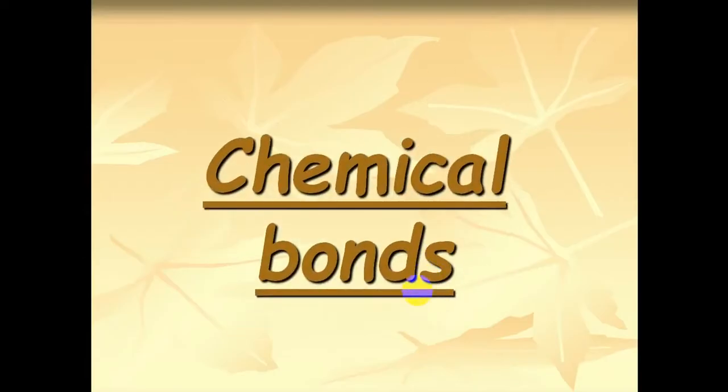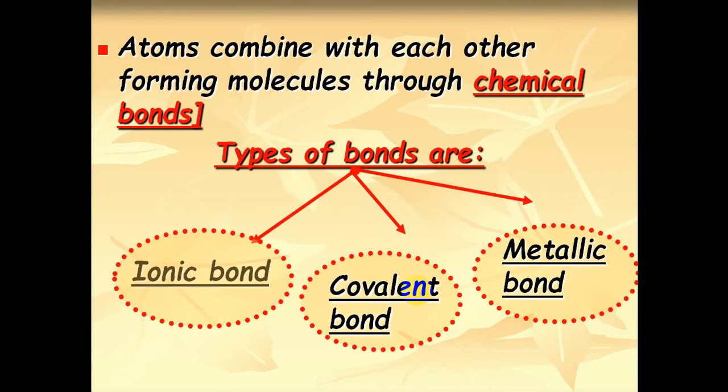This is the third video for the fourth quarter about chemical bonds. So let's start. In this video we will speak about the three types of bonds in this lesson. Atoms combine with each other forming molecules. If you remember the last video, you said that atoms come together to form compounds or molecules. And this connection or interaction between atoms, we call it chemical bonds.